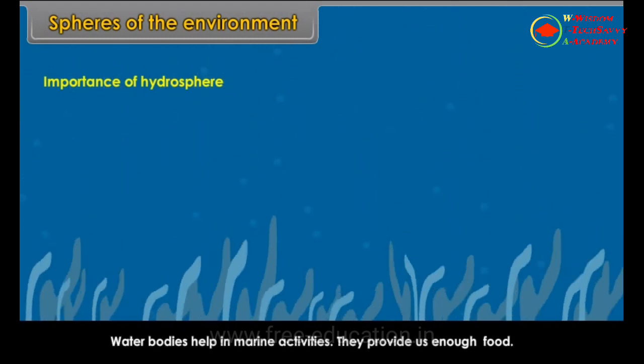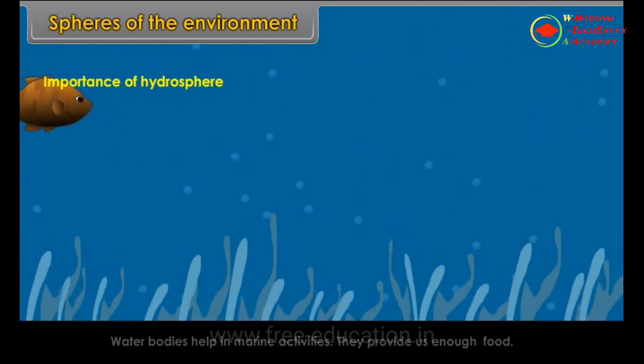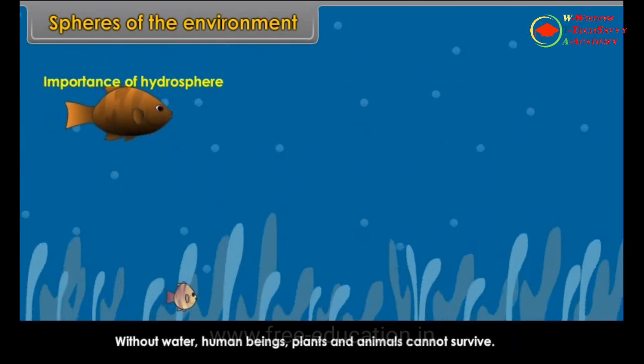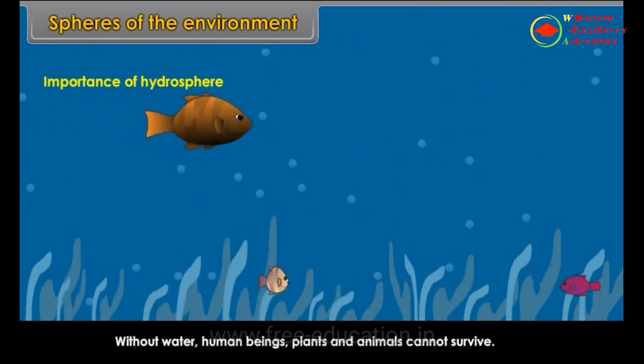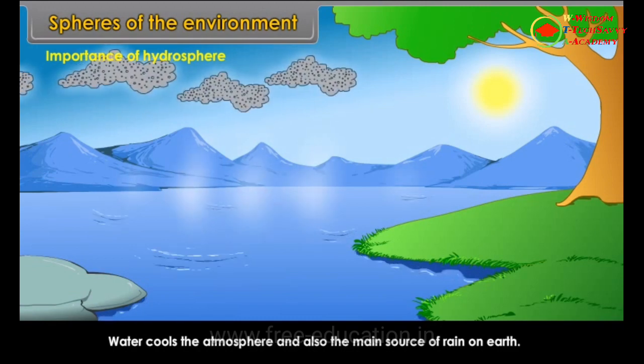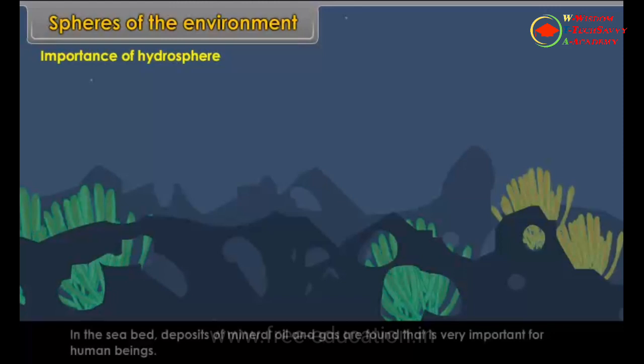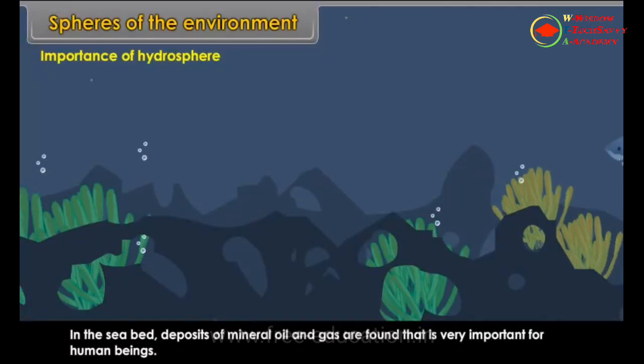Without water, human beings, plants and animals cannot survive. Water cools the atmosphere and is also the main source of rain on Earth. In the seabed, deposits of mineral oil and gas are found. That is very important for human beings.